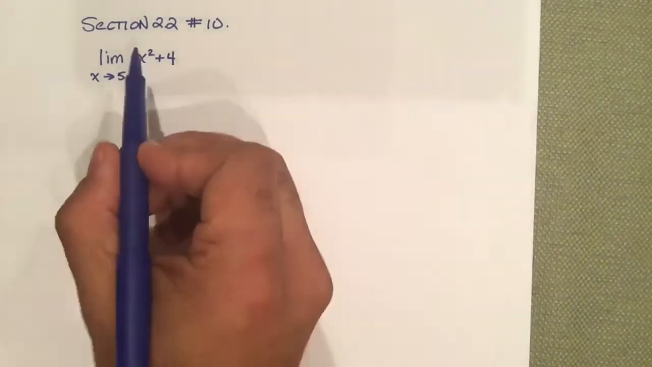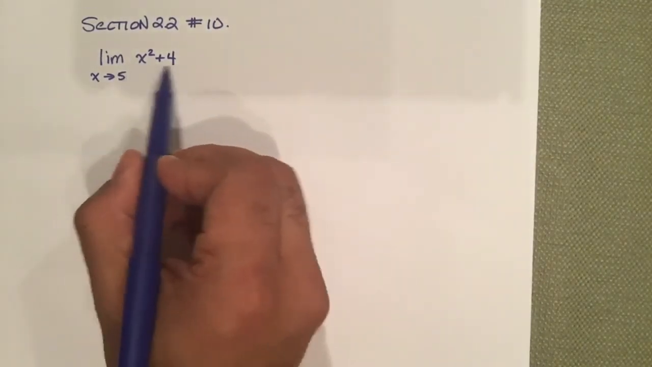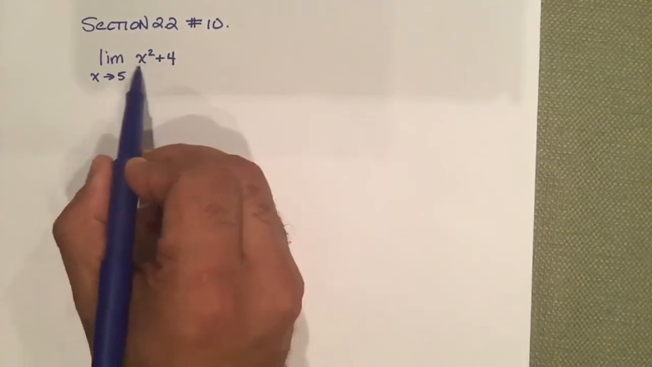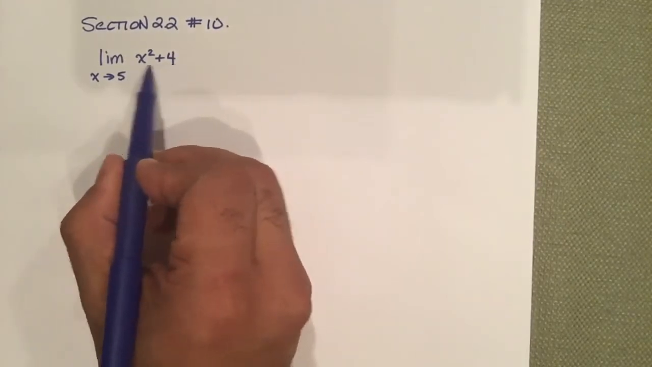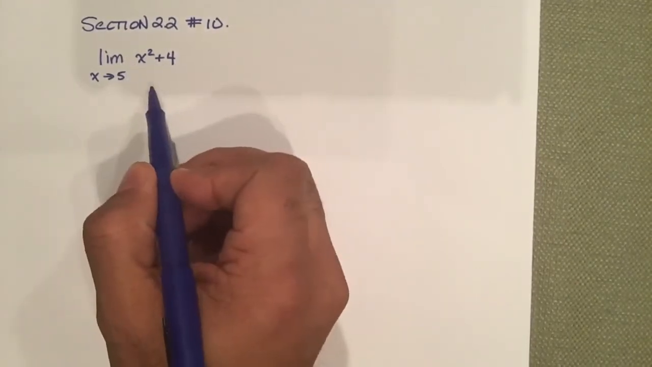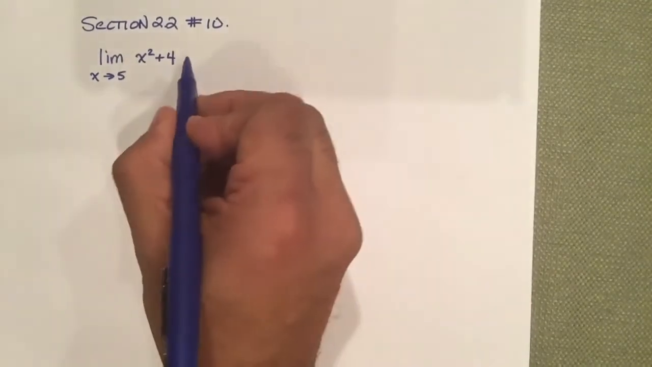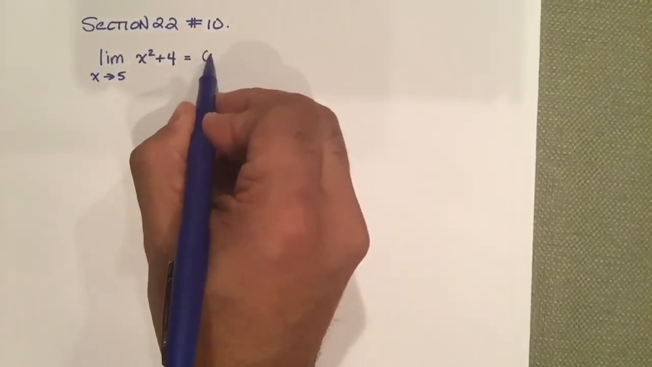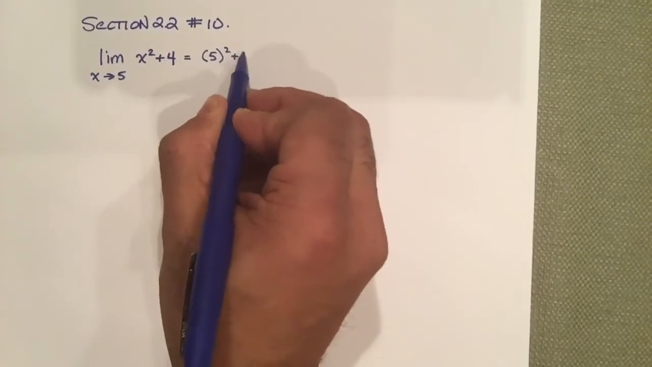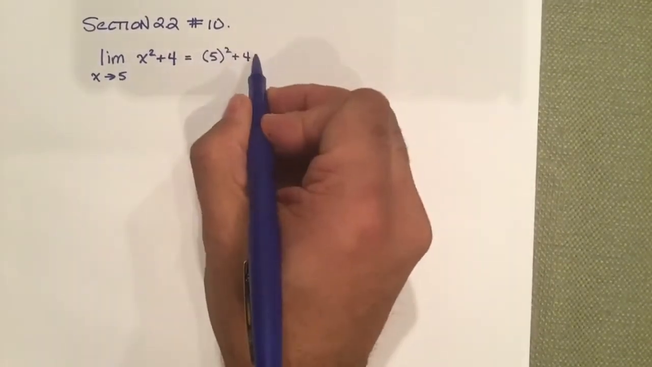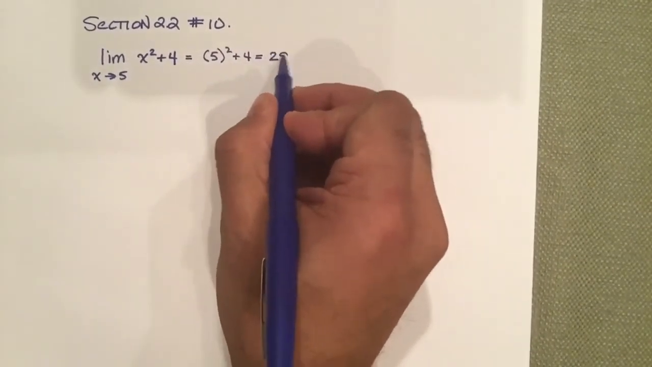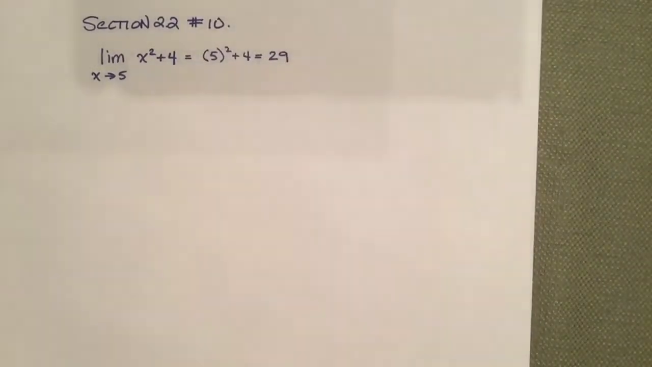So the first part is the easy part. Since this is a nice parabolic function, right? It's a nice polynomial. There's no interesting, crazy places that happen. It's a nice smooth curve. Then the limit just agrees with the algebra. We can just plug 5 in here to evaluate the limit, right? So we can get 5 squared plus 4, which is equal to 29. Okay, so that's the first part.